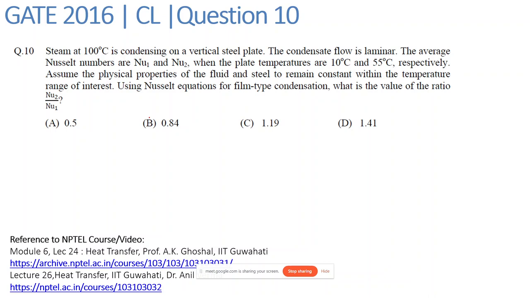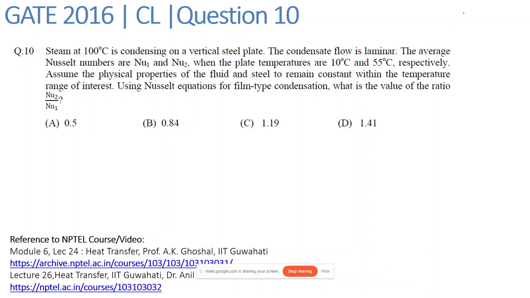So the next question is from the boiling and condensation topic of heat transfer, and the question is: steam at 100 degrees Celsius is condensing on a vertical steel plate. The condensate flow is laminar. The average Nusselt numbers are Nu1 and Nu2 when the plate temperatures are 10 degrees Celsius and 55 degrees Celsius respectively. Assume the physical properties of fluid and steel remain constant within the temperature range of interest. Using the Nusselt equation for film type condensation, what is the ratio of Nu2 upon Nu1?